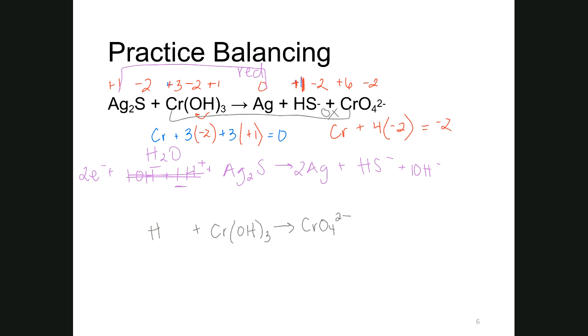to my reactant side. Then we can balance hydrogens. For my hydrogens, I have 2 hydrogens plus 3 hydrogens. So that's 5 hydrogens on the left, which means I need 5 protons. And since I've added 5 protons, that means that I need 5 hydroxides.